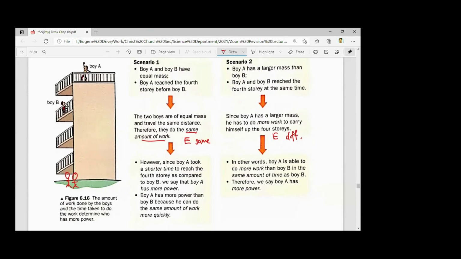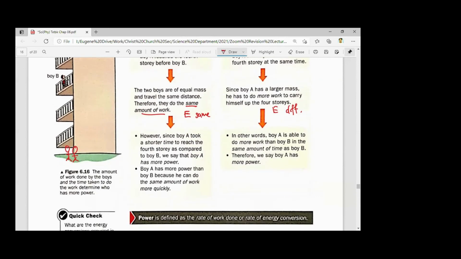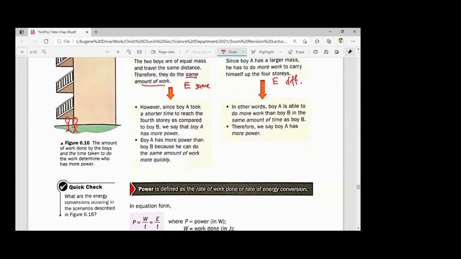As such, because we know that boy A does more work than boy B, but the time used is the same, we can say that boy A is more powerful. He uses more energy per unit time. So power is defined as the rate of work done or rate of energy conversion. Another way of looking at it is that it's also equal to the work done per unit time.